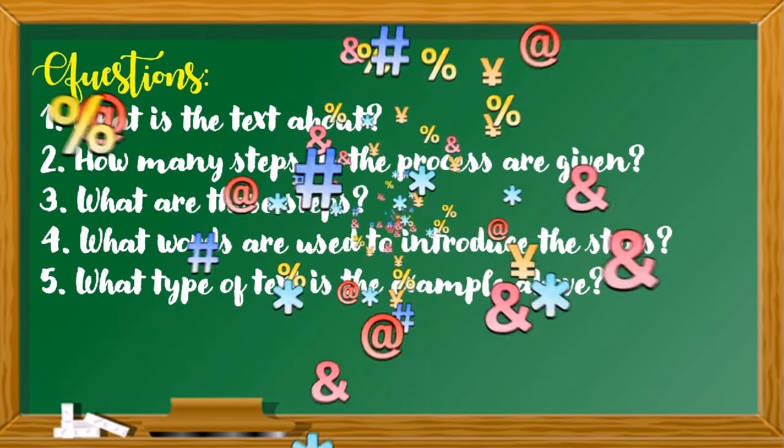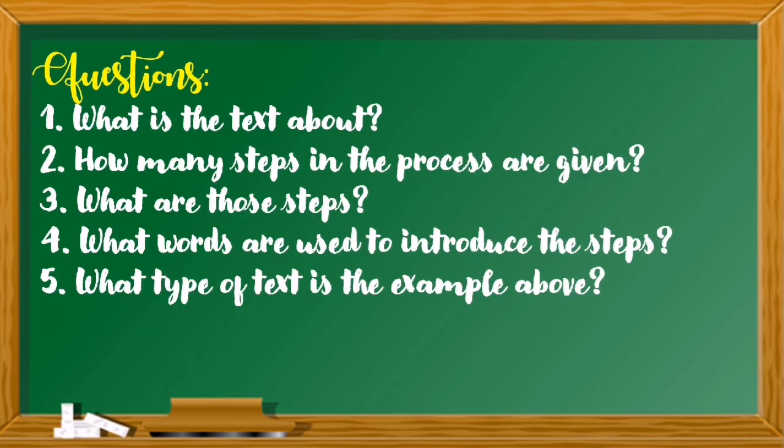So here are the questions. Number 1, what is the text all about? Number 2, how many steps in the process are given? Number 3, what are those steps? Number 4, what words are used to introduce the steps? Number 5, what type of text is the example above? Okay.